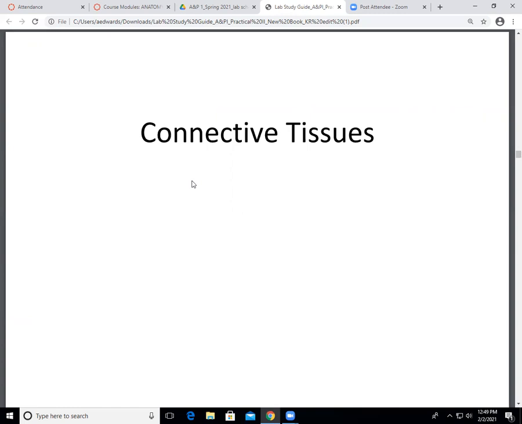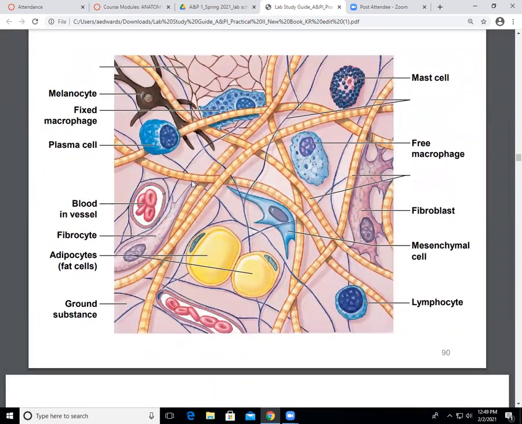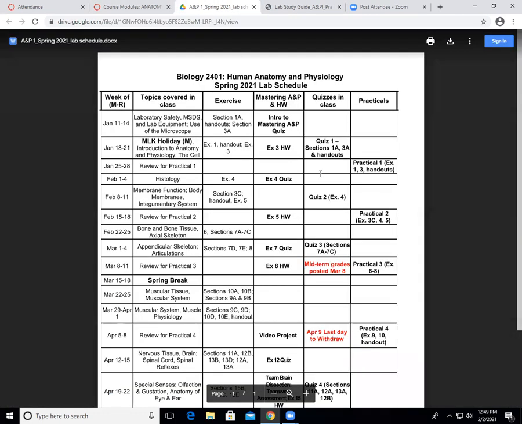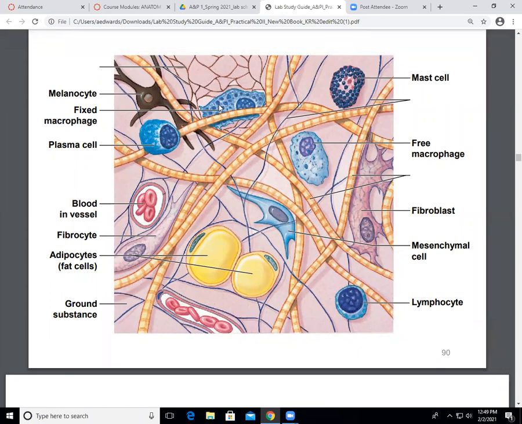Now that we've covered epithelial tissue, let's cover connective tissues. This is a picture you need to know. I'm just telling you now, you're going to have a quiz coming up next week. This is a picture you probably want to study for your quiz. Just giving you a hint.